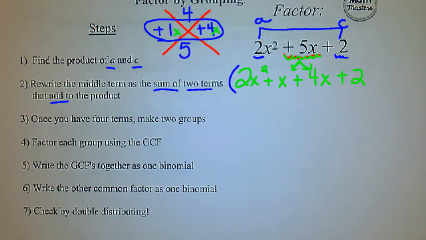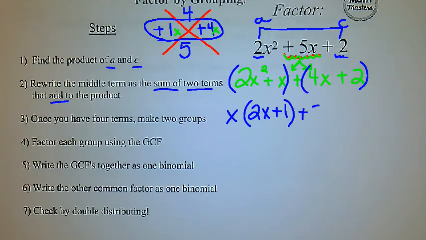The next thing you're going to do is make 2 groups. You put parentheses around the first 2 terms and then parentheses around the second 2. Now within these 2 parentheses we are going to find a GCF. I have a 2x squared and an x, so I can take out an x, and what I'm left with inside is 2x plus 1. Now of this one I can take out a 2, so what I'm left with, again, is 2x plus 1.